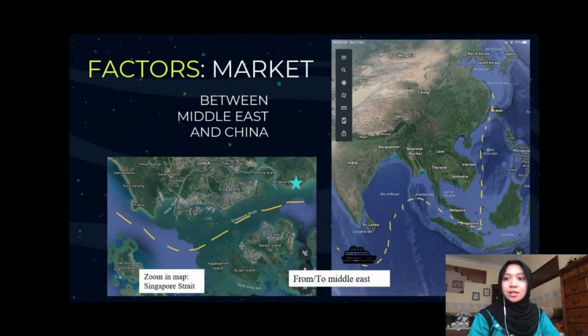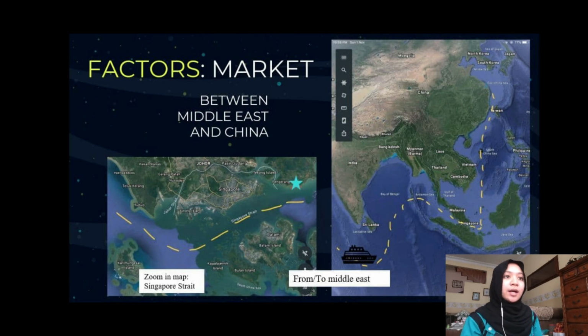Hi and Assalamualaikum, Miss Ita. I am Farah Adiba binti Farid. So I'm going to continue with the justification factors on market. We know that Pengerang is located near the ocean, and it is also very near the Pengerang Marine Operation. So it is a strategy for our products to be marketed by marine transportation.